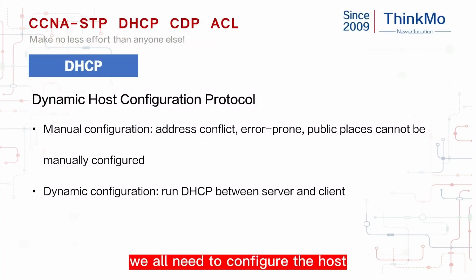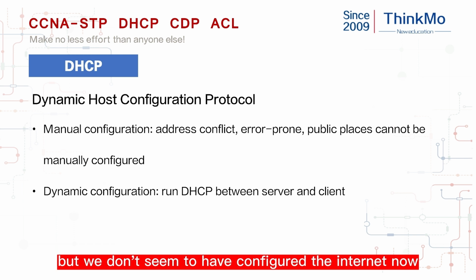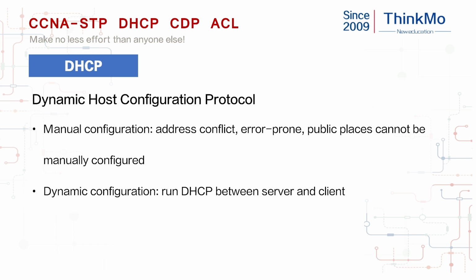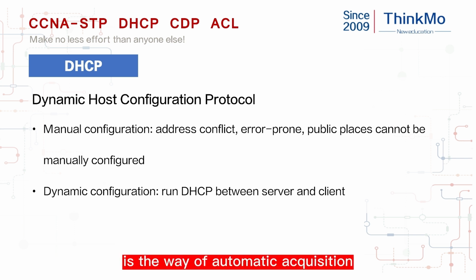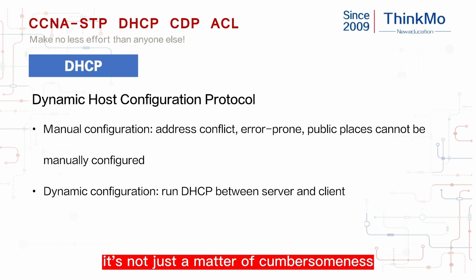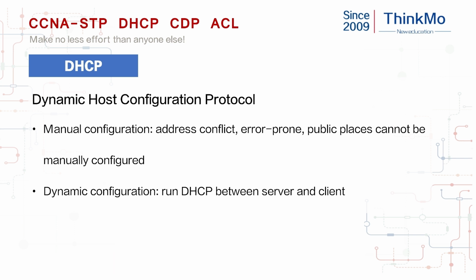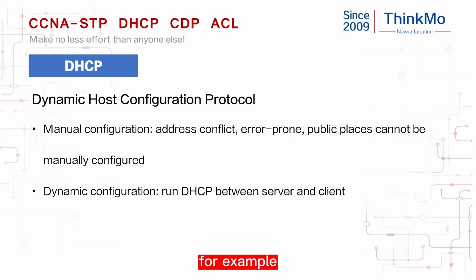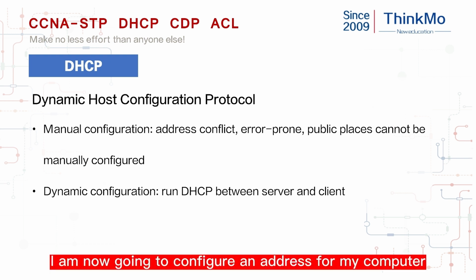Actually, we all need to configure the host. But we don't seem to have configured the internet now, because what we are actually using now is the way of automatic acquisition. DHCP is a must. It's not just a matter of cumbersomeness. Manual configuration has some disadvantages. For example, I am now going to configure an address for my computer.